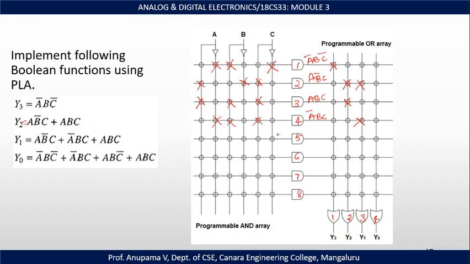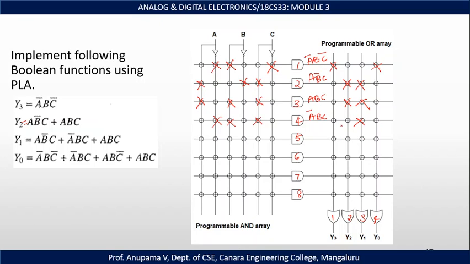The next term is abc, which is already implemented using AND gate 3. So the output of AND gate 3 is also the input for OR gate 3. So in this line, draw an X mark. So we have implemented all the three terms in y1. Next is y0. The first term is a bar b c bar. This term is already implemented using AND gate 1. So draw an X mark against the line of AND gate 1 and OR gate 4.